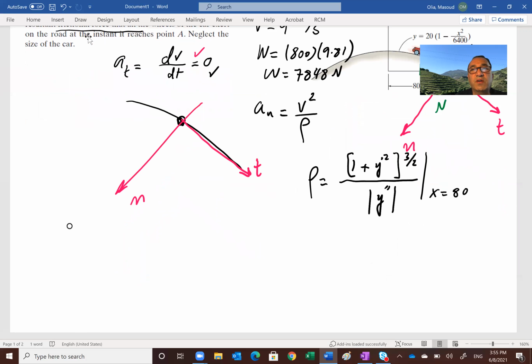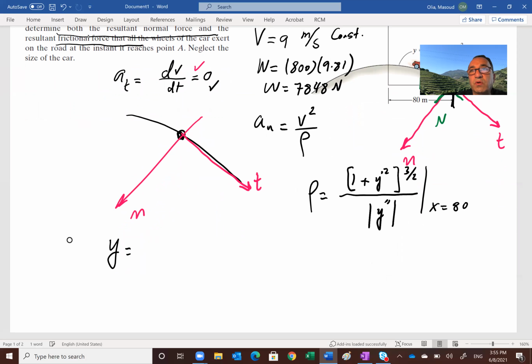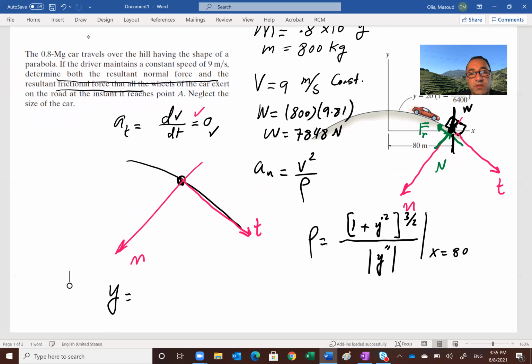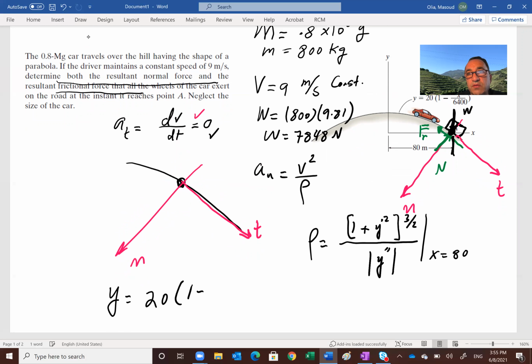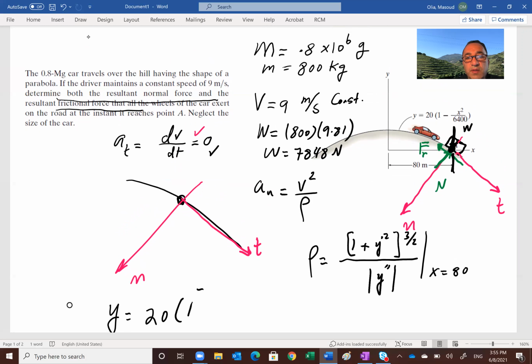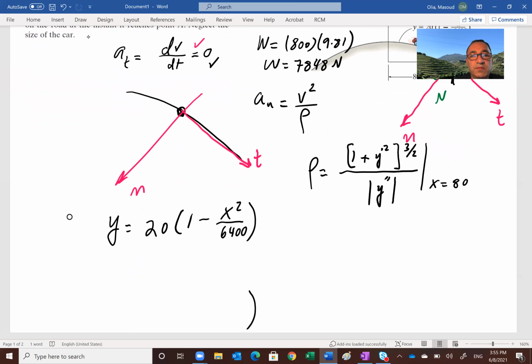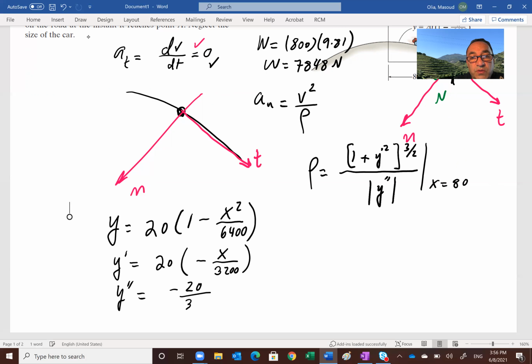So let me rewrite the equation here. y equals 20 times (1 minus x squared divided by 6,400). If you take the derivative of this, the first derivative with respect to x would be 20 times minus x divided by 3,200. And then the second derivative would be minus 20 over 3,200.